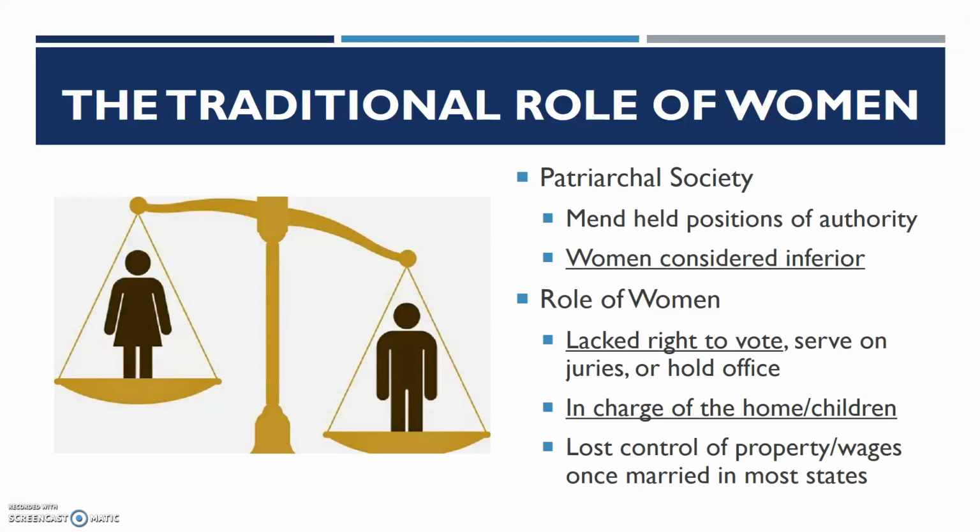Okay, so let's talk about the traditional role of women in the late 19th century, early 20th century. We lived in a patriarchal society at the time where men held all of the positions of authority and women were considered inferior. Women lacked the right to vote, they could not serve on juries, and they could not hold public office. And in most cases, women were the ones who were in charge of the home and the children, and if they were married, they lost control of their property and their wages in a lot of states throughout the country.